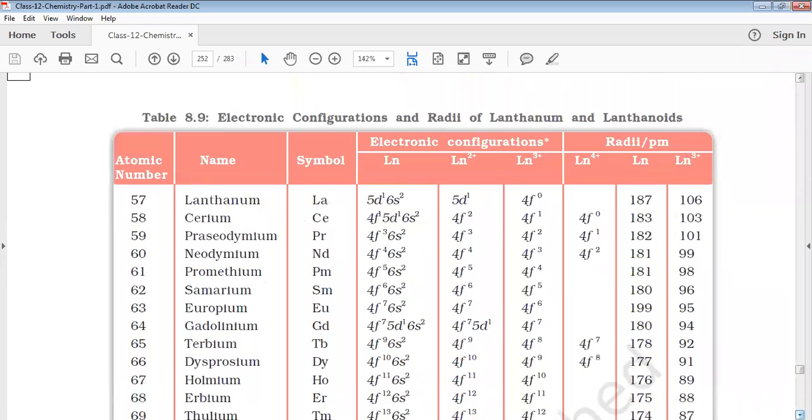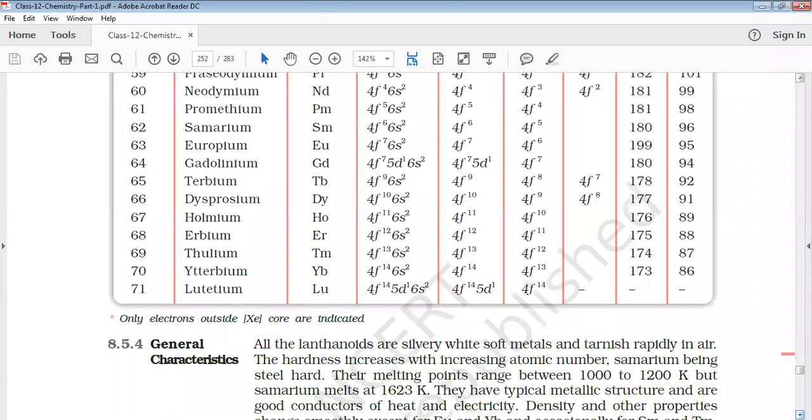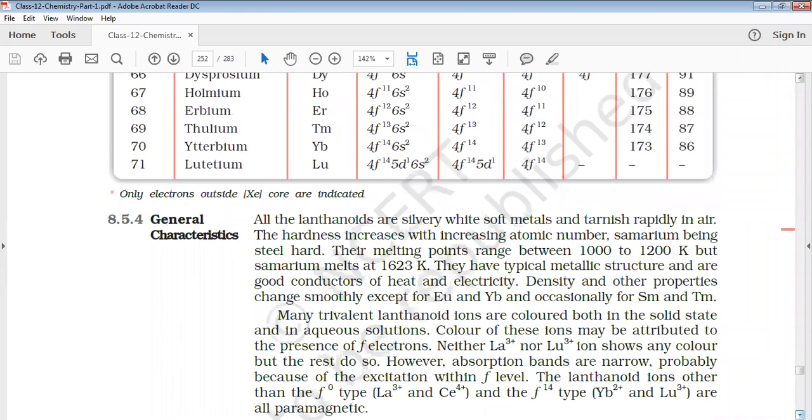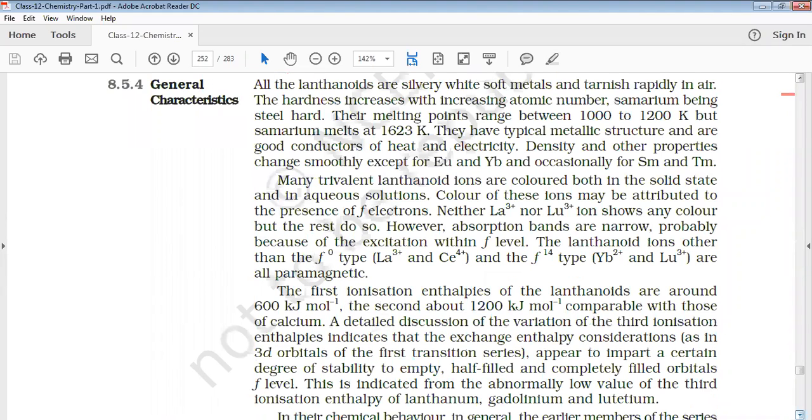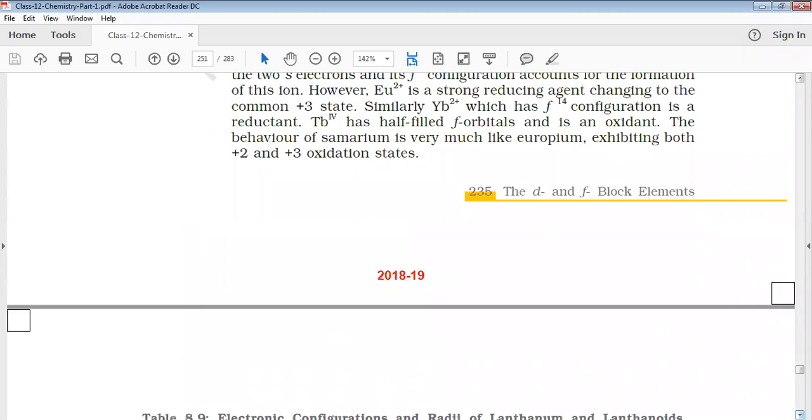So this is your periodic table electronic configuration. Electronic configuration ನೋಡಿದ್ರೆ ನಿಮಗೆ ಗೊತ್ತಾಗುತ್ತೆ. So no need to worry about this. Electronic configuration ಬರೀರಿ ಅಂತ ಏನು ಕೇಳಲ್ಲ. So general characteristics, you can see the melting point range. The melting point range is from 1000 to 2000, and it's a good conductor of heat and electricity. So some properties ಇದೆ, but ಇದು ಸ್ಪೆಸಿಫಿಕ್ ಆಗ್ತಾ ಹೋಗುತ್ತೆ ಕೆಲವೊಂದು ಎಲಿಮೆಂಟ್ ಗಳಿಗೆ. It's going to be specific.